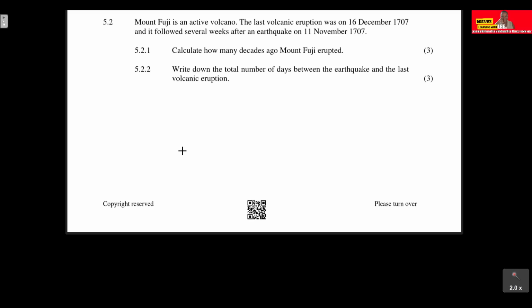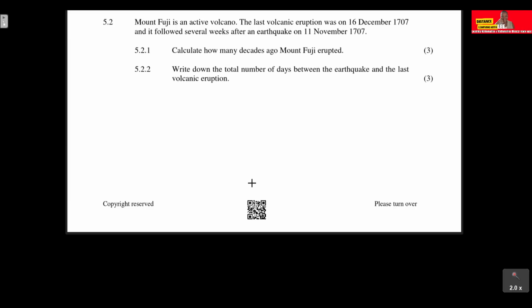Okay, so in question 5.2, it says Mount Fuji is an active volcano, right? The last volcanic eruption was on the 16th of December 1707, and it followed several weeks after an earthquake on the 11th of November 1707. Okay, question 5.2.1: calculate how many decades ago Mount Fuji erupted.